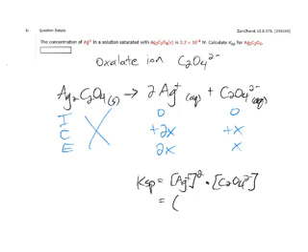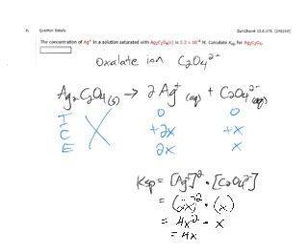Okay, at equilibrium, we had found that the concentration of silver was 2x. So we'll write (2x) quantity squared, don't lose the exponent, times x for the oxalate concentration. If we work out (2x) squared, that's 4x squared, and you still have to multiply by x. So we get the expression for Ksp in terms of x equal to 4x cubed.